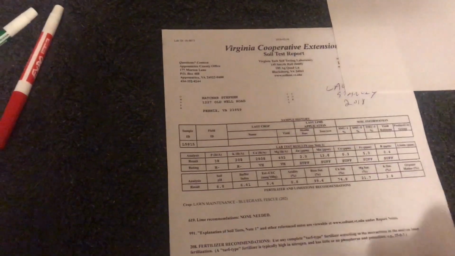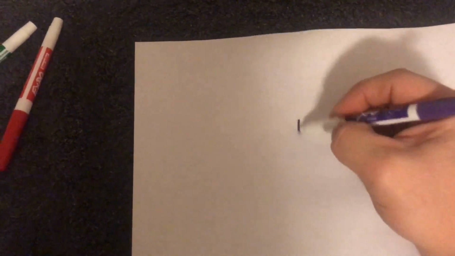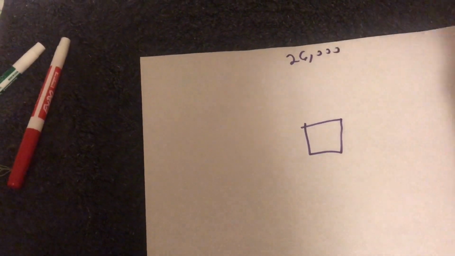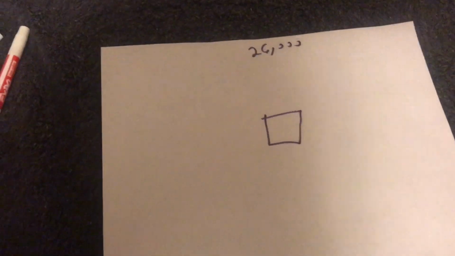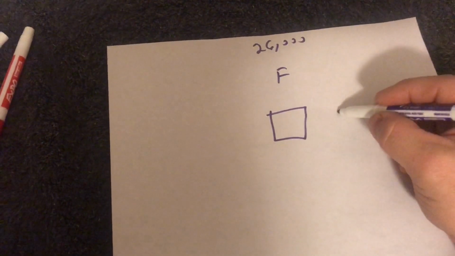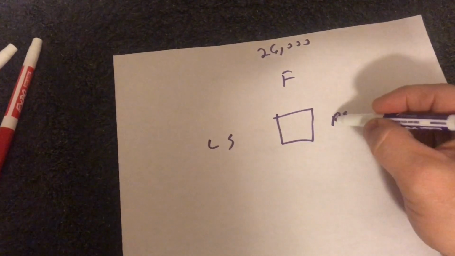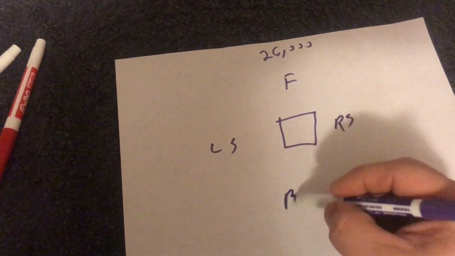While we're talking about soil testing, let's talk about something else. Let's assume that you have an absolute perfect square yard and your house is dead center of said perfect square. Okay? And let's assume that this yard is 26,000 square feet. That's kind of an average yard. We have a front, we have a side, we have another side. For right now, we'll just say left and right. And we have a back side.